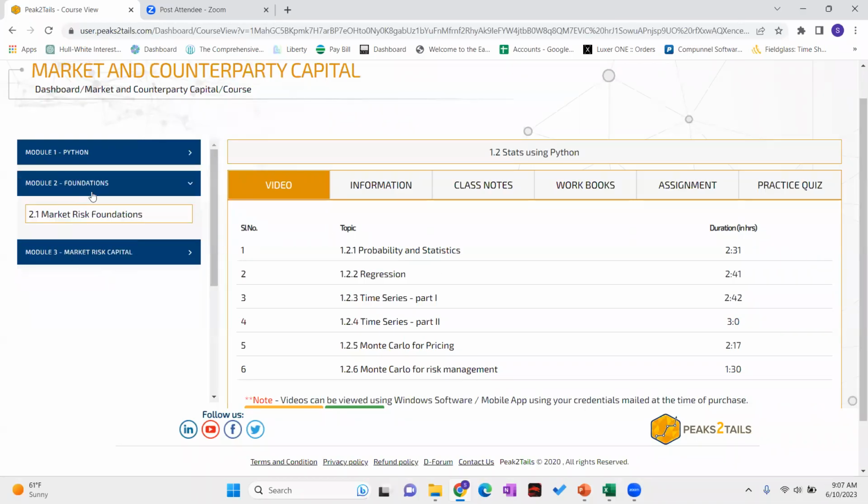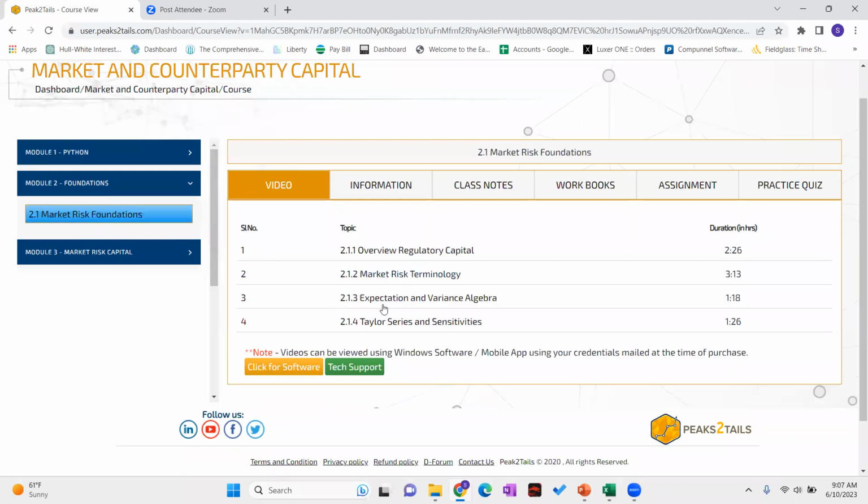And then under foundations, we have a foundational topic on market risk. So today's session will be combining these two topics, expectation and variance algebra and Taylor series and sensitivities, and how knowledge of these is crucial to calculate value at risk. Nobody actually tells you these things out in the open. These things are there, but textbooks really don't do a very good job of telling you, step by step, the calculations that lead to that formula for value at risk.